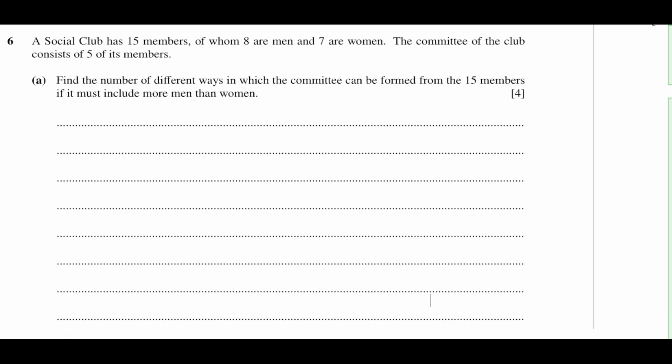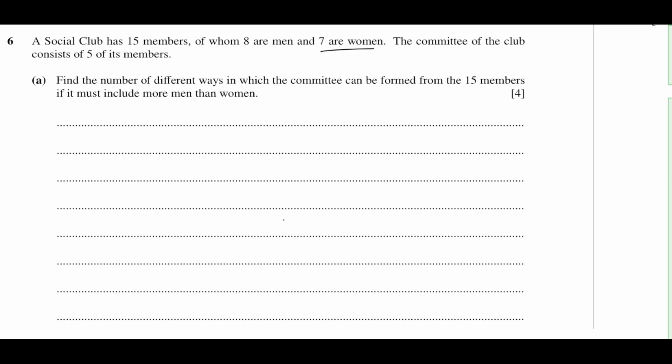Here the question is, a social club has 15 members, of whom 8 are men and 7 are women. The committee of the club consists of 5 of its members. Find the number of different ways in which the committee can be formed from the 15 members if it must include more men than women.